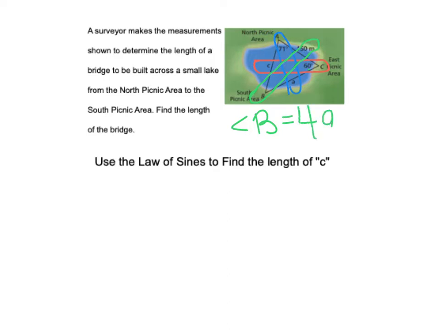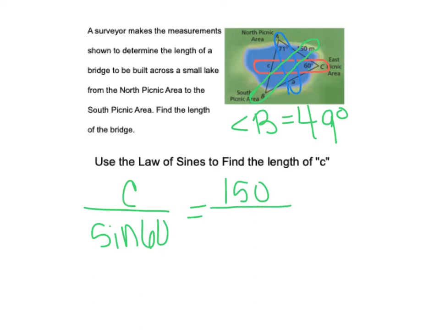That's just triangle sum right there, which means using the law of sines to find a side length means we're going to put that missing side length in the numerator, C, divided by, well, the angle across from C is 60 degrees, so C divided by the sine of 60 equals, then we need to match it up with a pair of known information. Well, the side length that goes with angle B is 150 divided by the sine of 49. So go ahead, do some solving here and figure out what the length of C is.